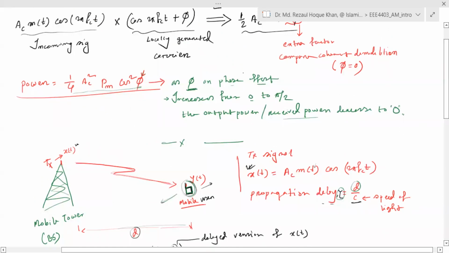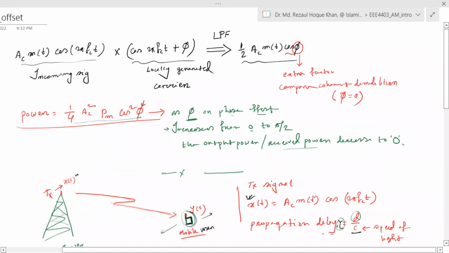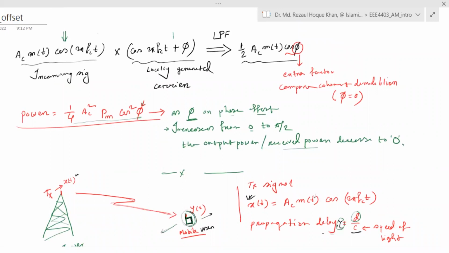Because there is no phase synchronization between this incoming signal and the locally oscillated carrier, a phase offset occurs. So to avoid this issue, or to avoid the performance degradation, what we have to do is, very often the locally generated carrier should be synchronized with the incoming signal. Okay.